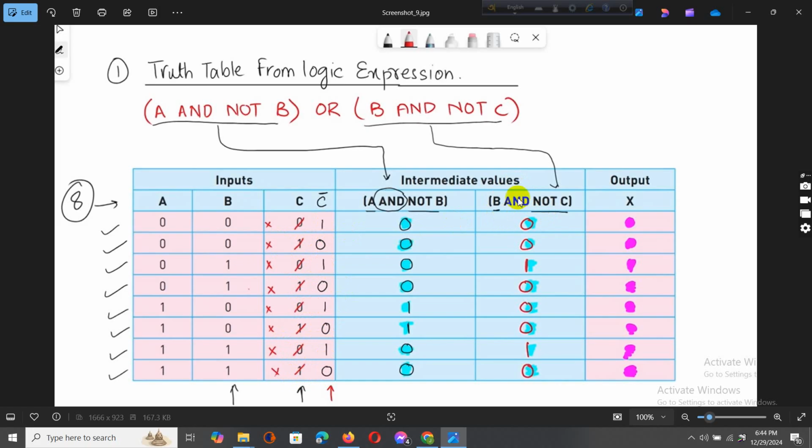So this is the AND operation, and we have to do multiplication. 0 into 1, 0. 0 into 0, 0. 1 into 1, 1. 1 into 0, 0. 0 into 1, 0. 0 into 0, 0. 1 into 1, 1. 1 into 0, 0.